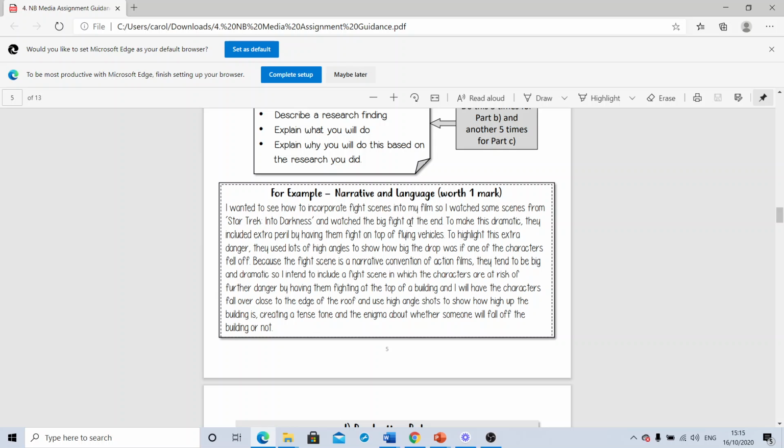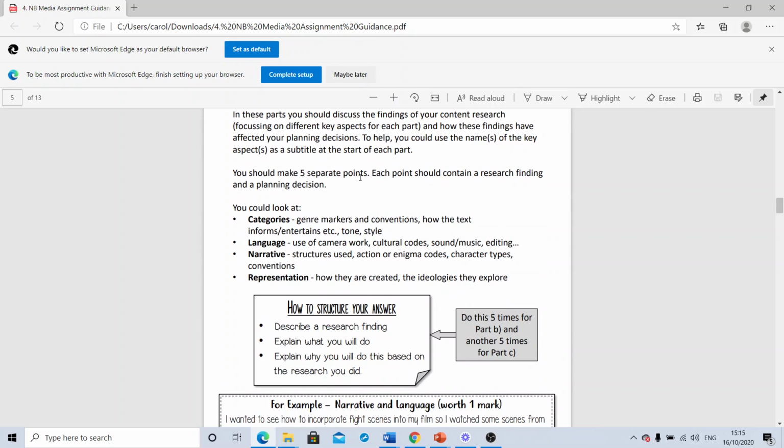Narrative and language are in here, but you'll only be choosing one, you'll just be doing language. Again, it gives you a wee bit of a breakdown of what we are looking for and how we are going to put it together. So research findings: what are you going to do and why are you doing that based on your research? Combine that kind of structure with the planning that you should have done and your storyboard, and you should have plenty to say.